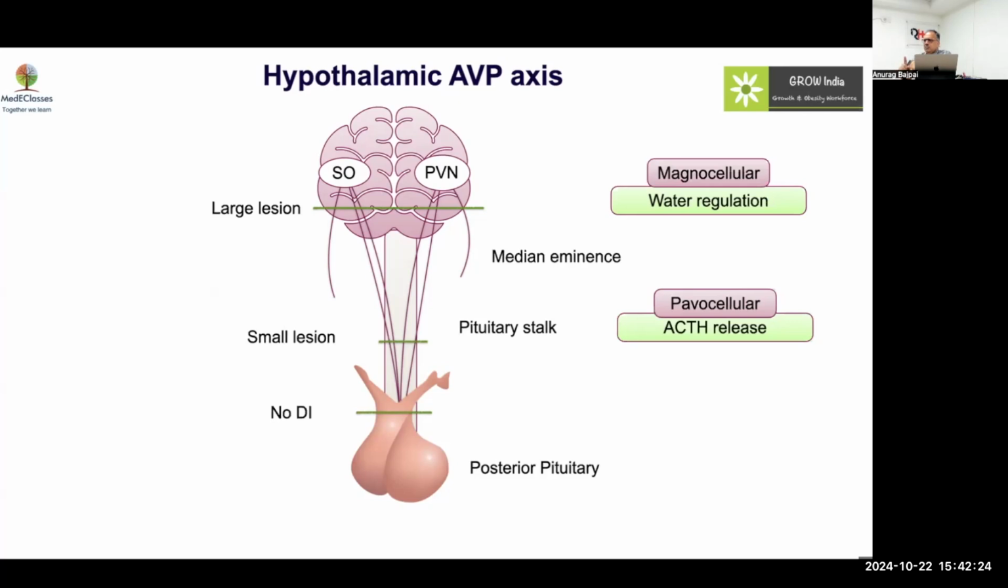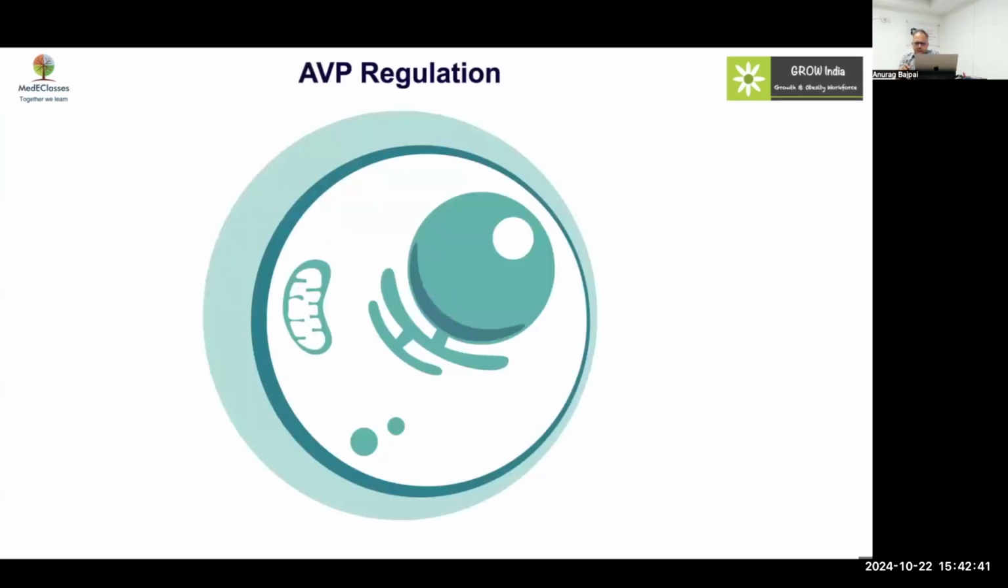So if you remember this child, this person whom you're talking about, you said the primary problem was the visual complaints and there was no DI. So this is going more in favor of a sellar lesion. While if you have a primary problem of DI with no visual complaints, you are more likely to be dealing with a suprasellar lesion. Now, AVP we have discussed is basically the arginine vasopressin, or an antidiuretic hormone.